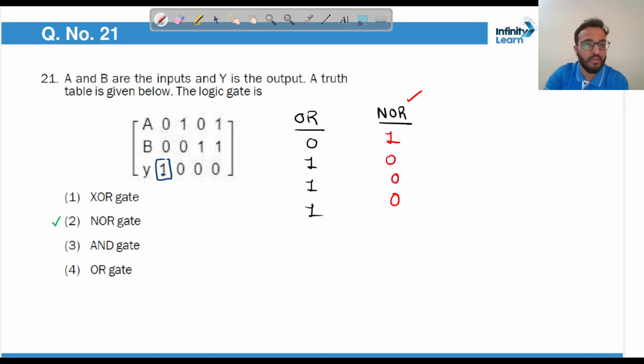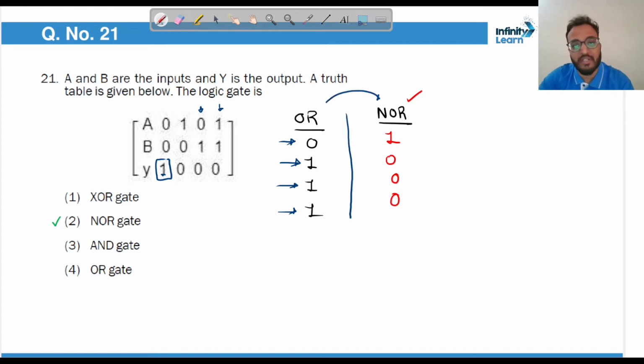So I start with OR. So if A and B are 0, 0, OR gate answer will be 0. If they are 1 and 0, then answer will be 1. If they are 0 and 1, then answer will be 1. If they are 1 and 1, then answer will be 1. But if you just do its opposite, then you will get 1, 0, 0 and 0, which matches with our answer. That means it's a NOR gate.